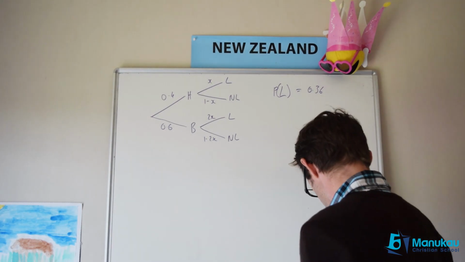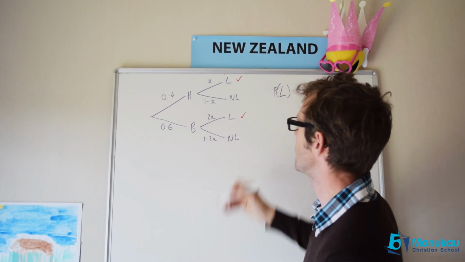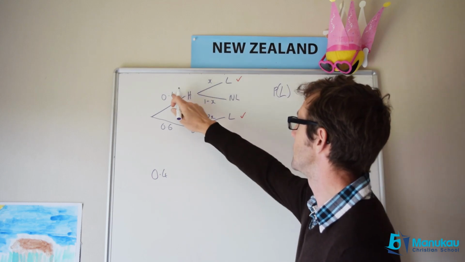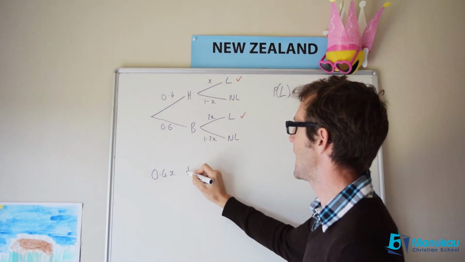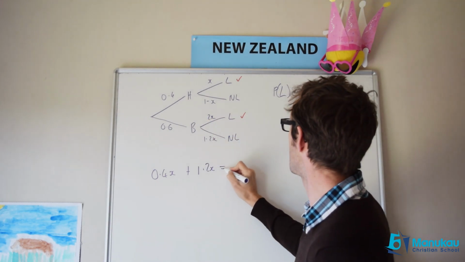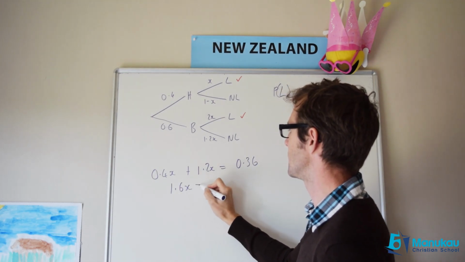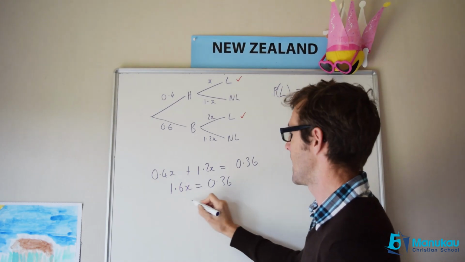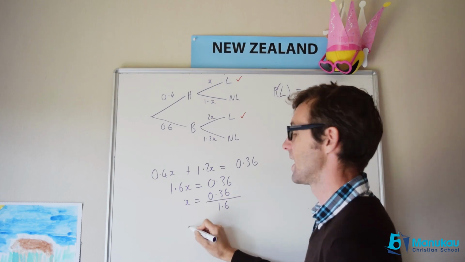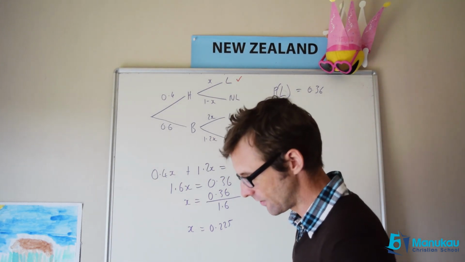Well, if we look at our diagram here, you can see that there are 2 ways he can be late. This way and this way. So therefore we know that 0.4 times x plus 0.6 times 2x, which is 1.2x, equals 0.36. Therefore, 1.6x is equal to 0.36, and x is equal to 0.36 divided by 1.6, and x is equal to 0.225. So that's the answer to the first question.